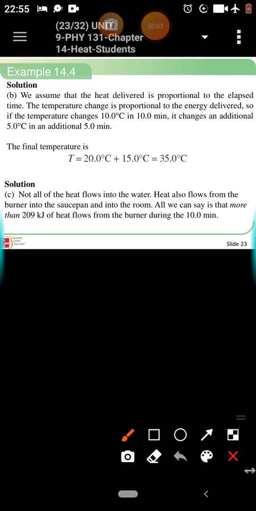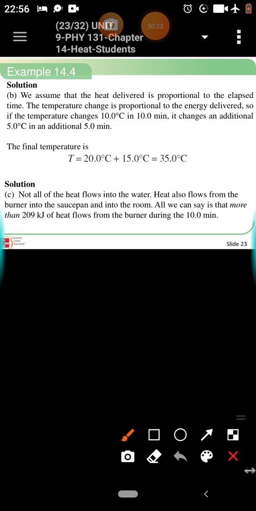So we compare the heat delivered to time. Let's say at this time a certain amount of energy was delivered, and at this time a certain amount of energy was delivered. If we use that method, then we can even calculate if additional time was added. So the temperature change is proportional to the energy delivered.